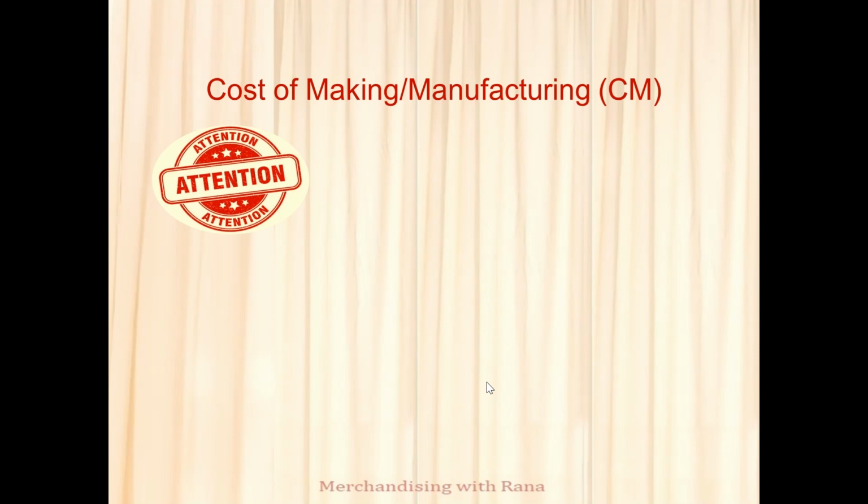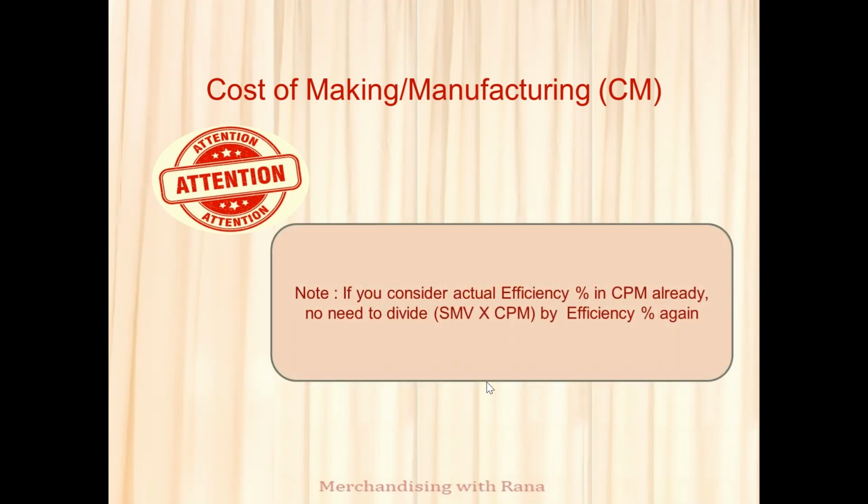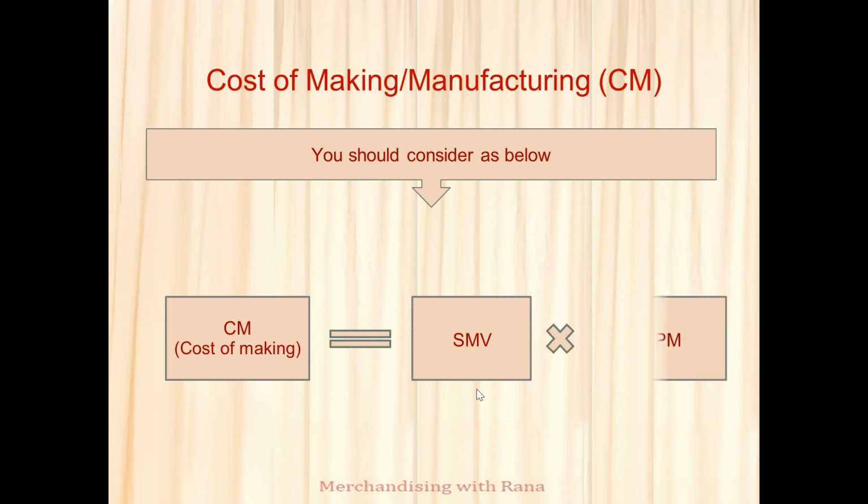Attention, again attention. If you consider actual efficiency percentage in CPM already, no need to divide SMV multiplied by CPM by efficiency again. Hope you remember that I said in the CPM formula, I have considered CPM at 100% efficiency. Normally, factories consider their actual efficiency, like 65% or 70%. So you can use this simple formula only: CM equals SMV multiplied by CPM. Simple.